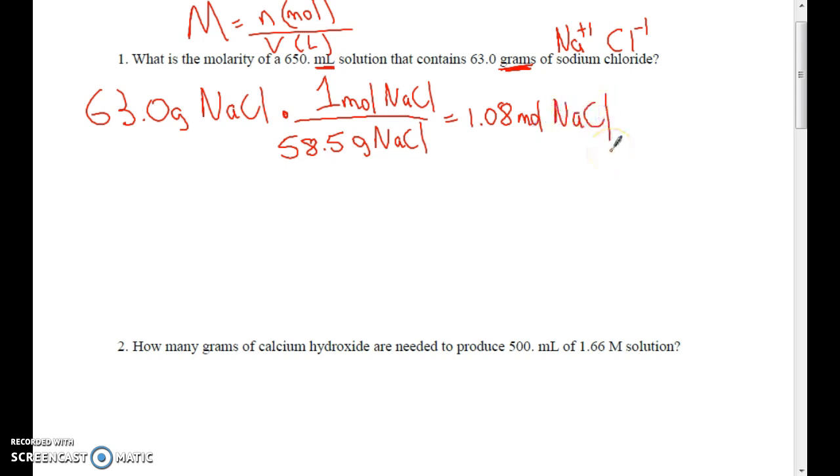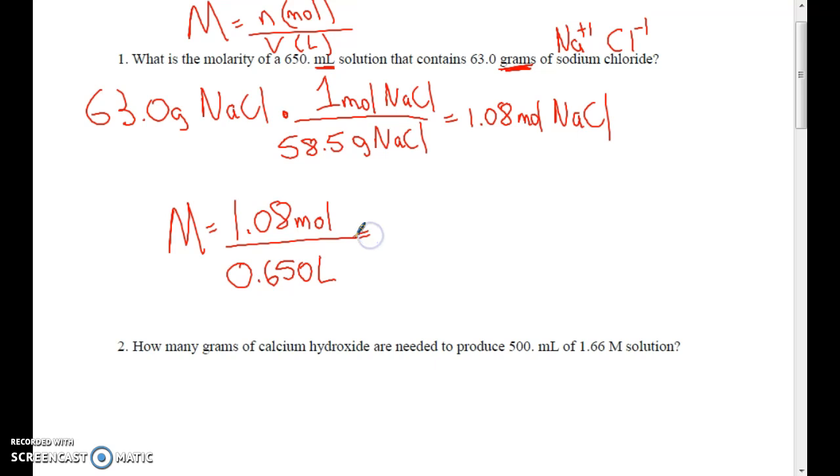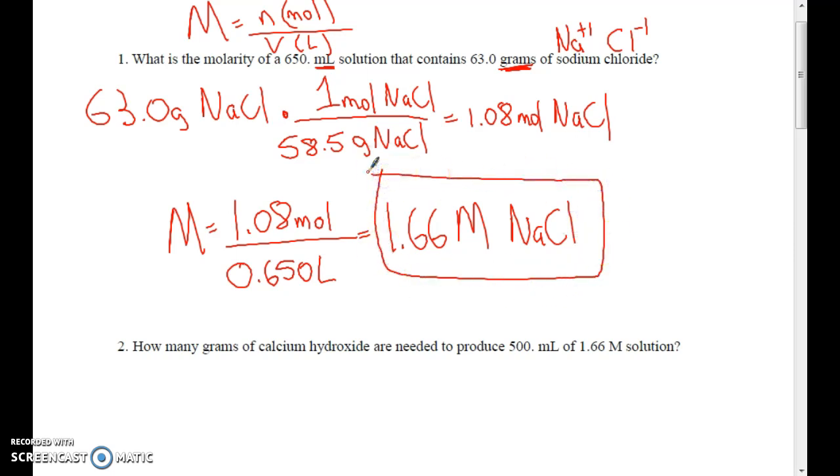Now if we plug that back into the equation for molarity, because molarity is moles per liter, we now have 1.08 moles. The volume was given to us in milliliters, but we convert that to liters. Just move the decimal point 3 places to the left. You get 0.650 liters. We divide this, and the answer is 1.66 molar is how it's said. You just write it as a capital M, and it's NaCl. All right, think about what the units are. It helps you get the problem started and what you have to do first.